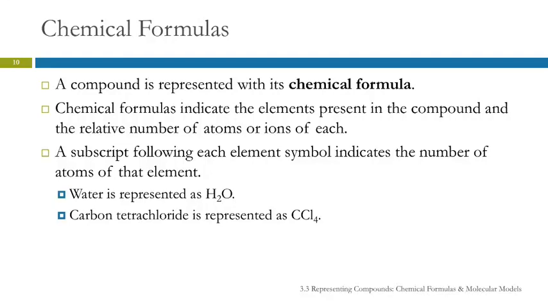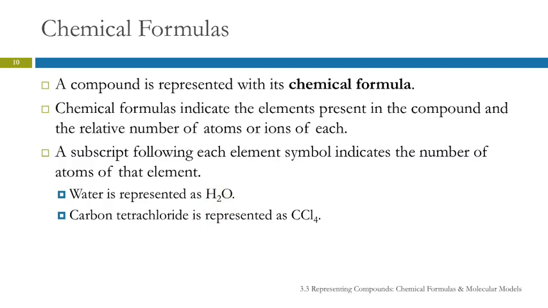So we represent compounds with chemical formulas. The chemical formula tells us which elements are in the compound and how many atoms of each, or how many ions of each, are present. So we use the element symbols, and then we use a subscript following the symbol to tell how many there are. So water is represented as H2O. So H2, the 2 tells us there are 2 hydrogen atoms, and the O tells us there's 1 oxygen atom.